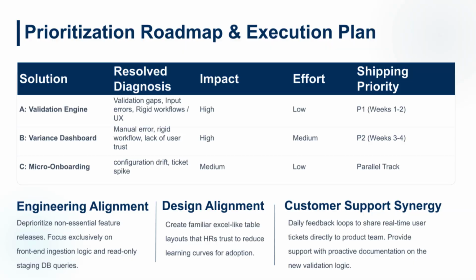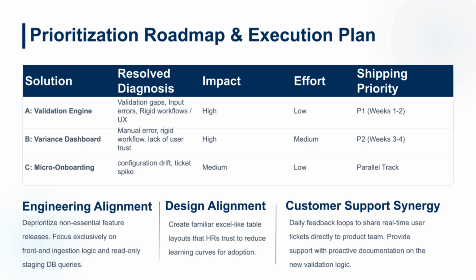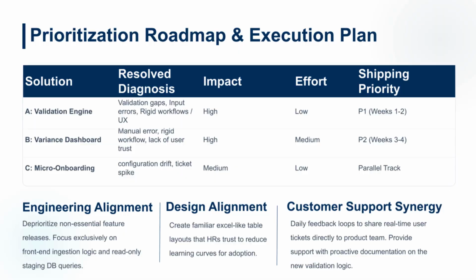Similarly, the variance dashboard could be my second priority, which might need to engage both my engineering team as well as the design team and could address my manual errors, rigid workflow or lack of user trust that probably is increasing my support tickets. And the in-app micro onboarding change or the feature modification that I talked about could be run in parallel because only the design team could easily handle that without needing help from the engineering team.